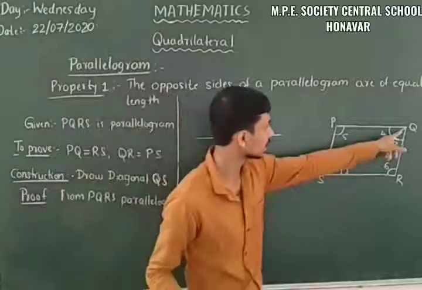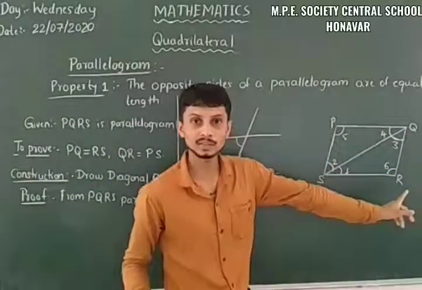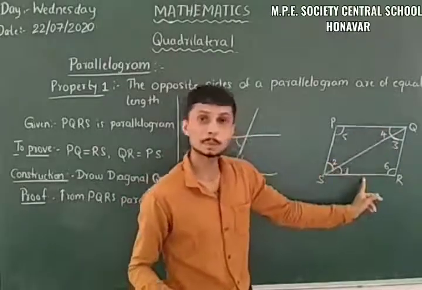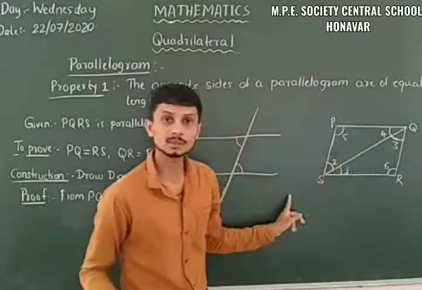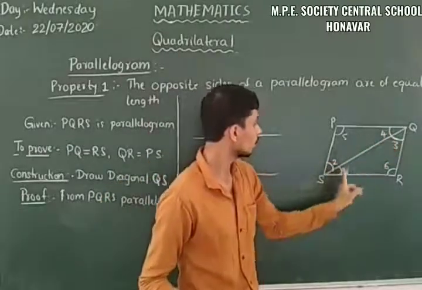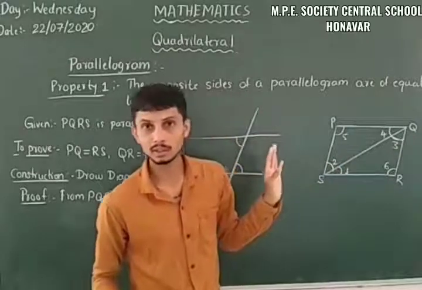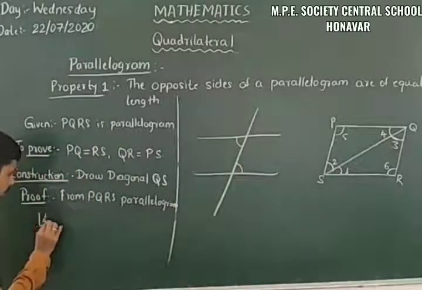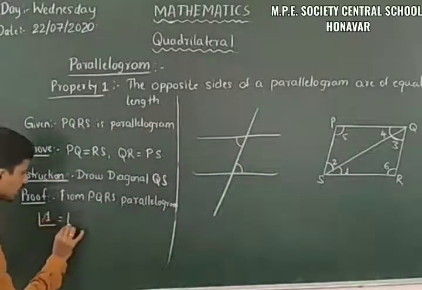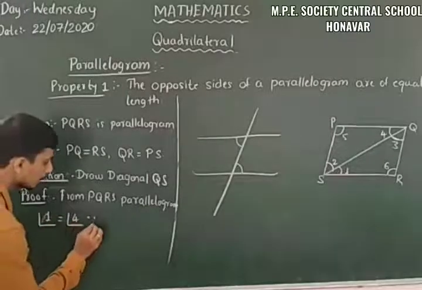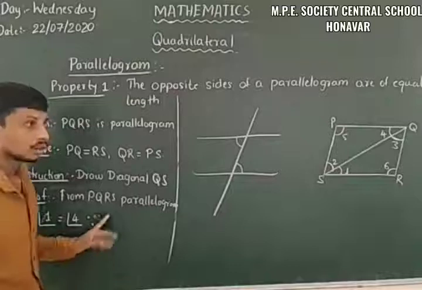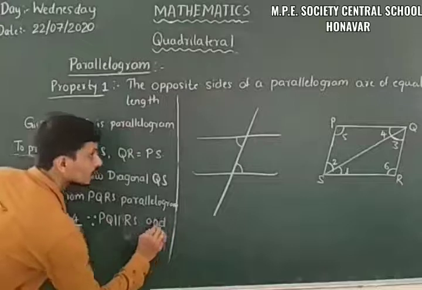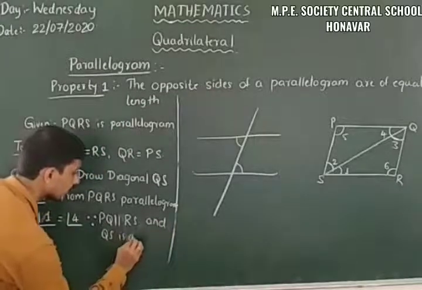Here also it's a transversal. These are the two parallel sides. We already know that in a parallelogram, opposite sides are parallel. So these are two parallel sides and this is a transversal. That means angle 4 is equal to angle 1. Are you agreed with that? Yes, angle 1 is equal to angle 4 here, because they are alternate angles, PQ is parallel to RS, and QS is a transversal.